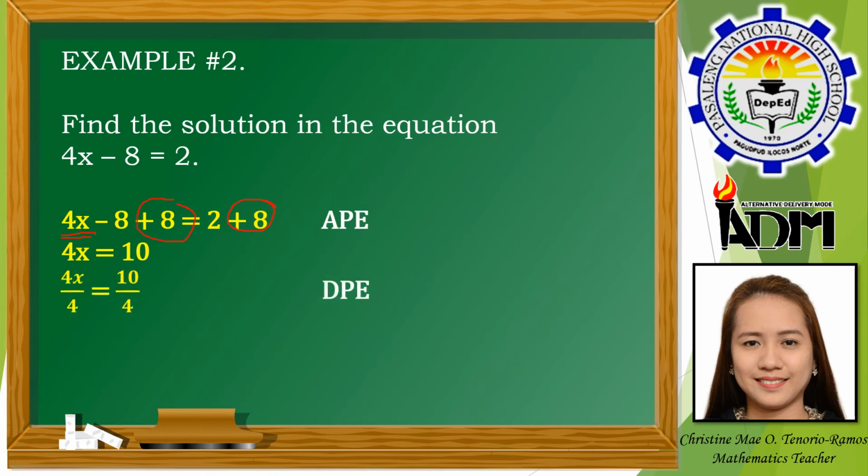And then next, gamitin natin yung division property of equality. Dito naman, kailangan na yung x lang ang matira. So, i-divide natin siya sa kung ano yung number na nakikita nyo sa tabi ng variable. So, divided by 4 at gawin din sa kabila. Divided by 4 din. So, it will result to x is equal to 10/4. Yung 10/4 natin, pwedeng i-simplify into 5/2. Divide mo lang siya sa greatest common factor nila, which is 2. 10 divided by 2 is 5. 4 divided by 2 is 2. So, the solution is 5/2.